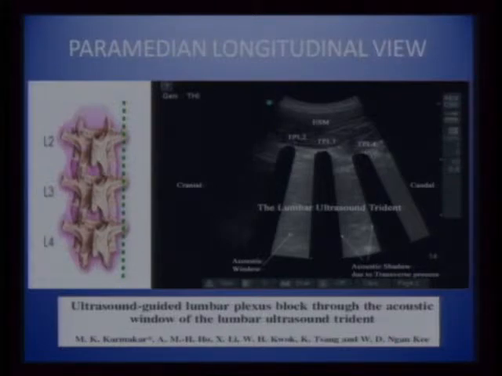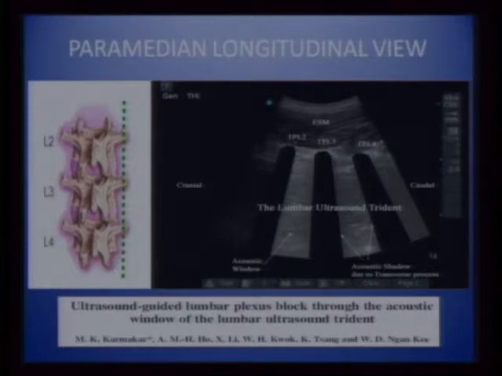If you go a little more laterally, this is the transverse process, this is the transverse process, and this is another transverse process. You've put your ultrasound here. This is paramedian longitudinal. What you see is one transverse process here, this is one more, this is one more, and these are the acoustic shadows which are beneath the transverse processes. And in between these acoustic shadows, you see the acoustic window. That is the psoas muscle there, and in that psoas muscle will lie your lumbar plexus.